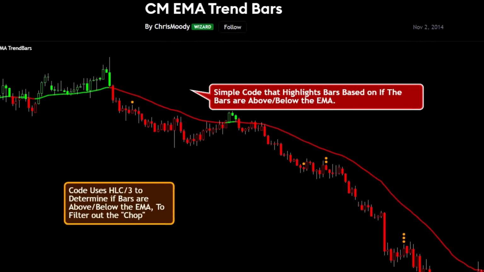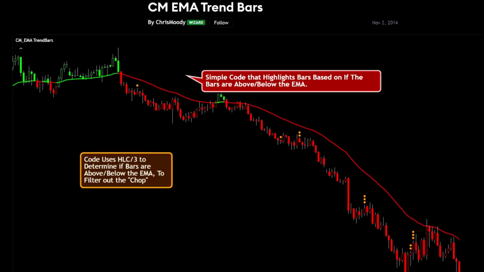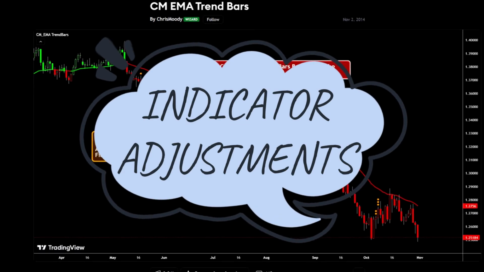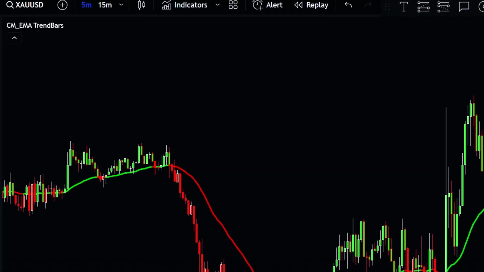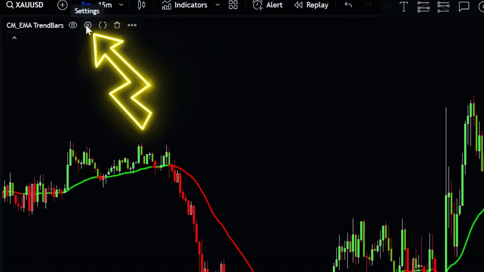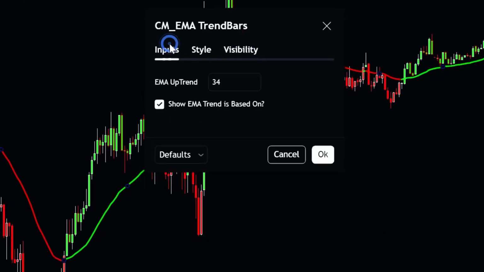Alright, so you've got the CM-EMA Trend Bars Indicator. It's time to make it work for you. Don't worry, it's super simple to set it up, even for beginners. Just follow along and you'll be good to go. First up, open the settings window and head over to the input section. And there, change the EMA uptrend settings to 21. Easy peasy, right?